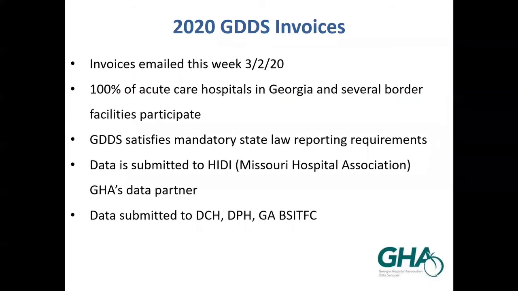Just wanted to let you guys know that the invoices for 2020 GDDS went out this week. As you know, it's based on 2018 data: inpatient, ED, and AMSurge. AMSurge does include ED AMSurge, so it's based on that with the tiers.